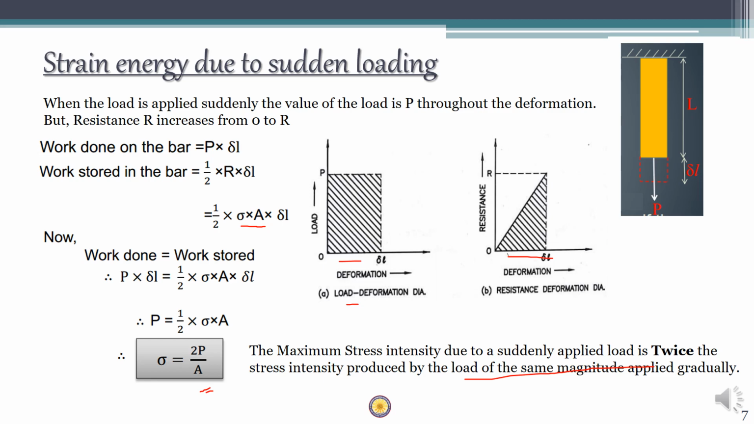Here also, if we check work done or work stored in the bar or strain energy, it has the same expression as the previous case, half into R into delta L, which will be again equated to sigma square by 2E multiplied by volume. Okay, however, only this value of sigma is twice that of the previous. This should be kept in mind.